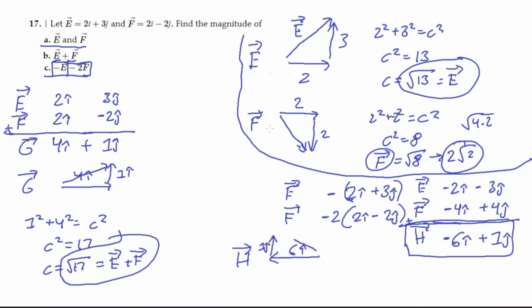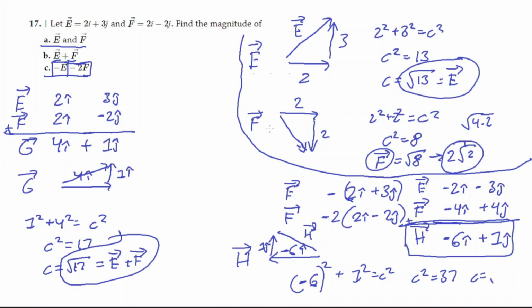And now let's connect the vectors. So vector h would look something like that. Now to find the magnitude, we find basically the hypotenuse again. So this is negative 6, so it would be negative 6 squared plus 1 squared is equal to c squared. And that gives us an answer of c squared of 37.